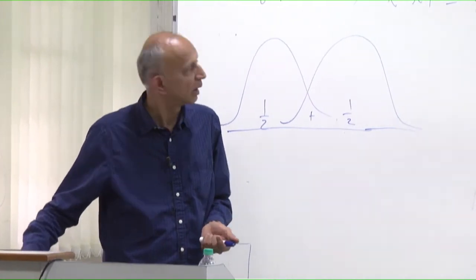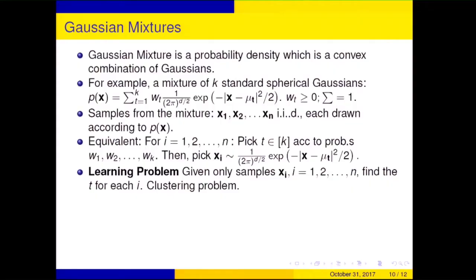Okay. And the learning problem we want to solve, or the model fitting problem, if you will: I give you samples xi. I don't tell you which Gaussian it was drawn from. I, of course, don't tell you the mu t's. I don't tell you the means, right? We want to find the t for each i. That's a clustering problem. Once I find that, I can fit a single Gaussian to each cluster.